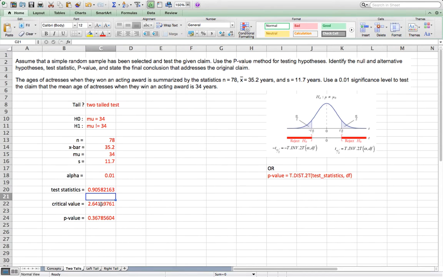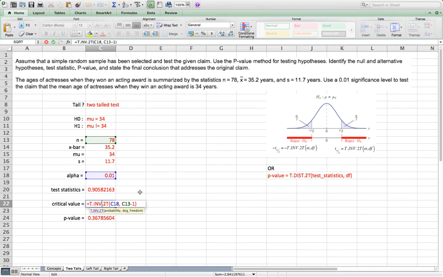Based on that, I can calculate the critical value. The critical value takes the significance level, which is 0.01 in C18, and the degrees of freedom, which is sample size minus 1, that's in C13.